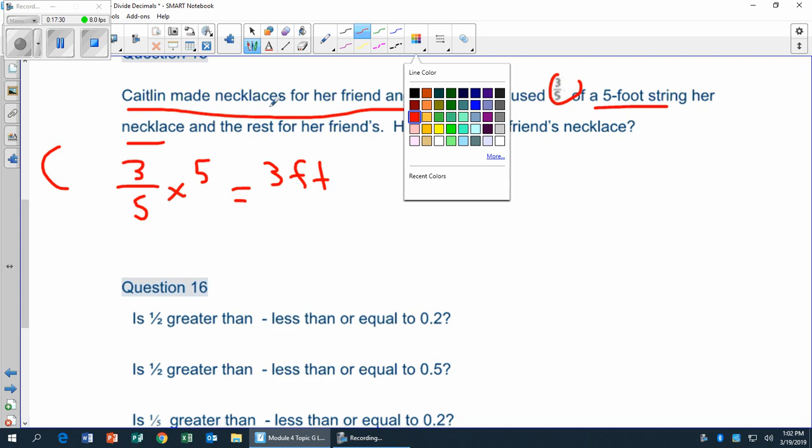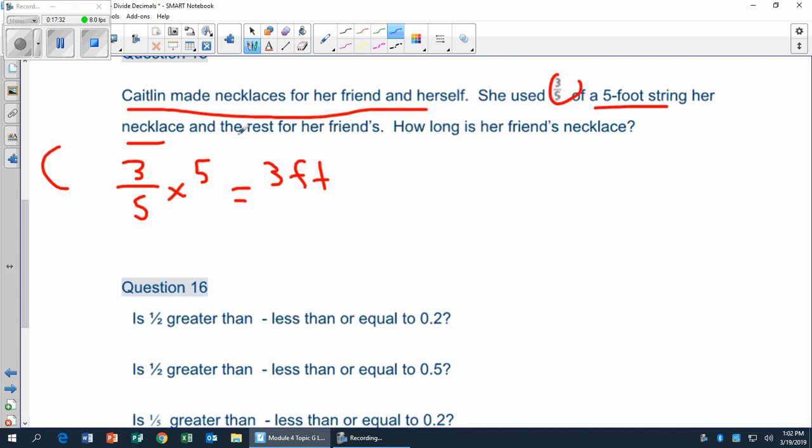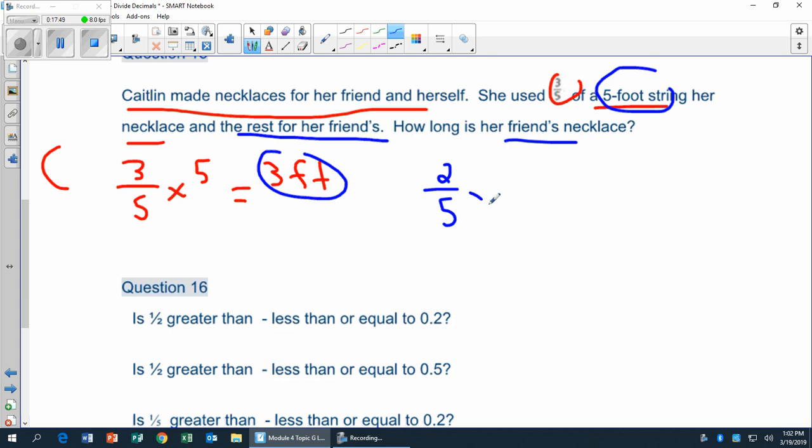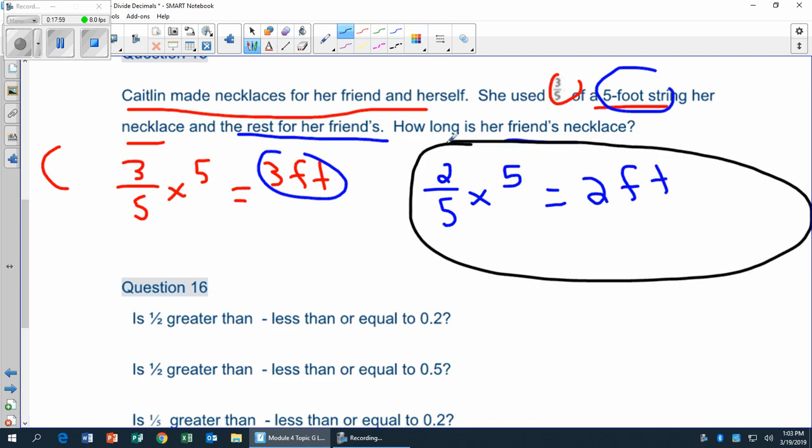But then it says she uses the rest for her friends, and it wants to know how long her friends' piece is. So there's 2 ways to do this. I could say that I had 5 feet. She used up 3 feet, so there's 2 feet. Or from the beginning, instead of 3/5, I can say we're doing 2/5 of 5, and we end up with 2 feet that way. And this would be the answer for her friends, which is the answer that we want.